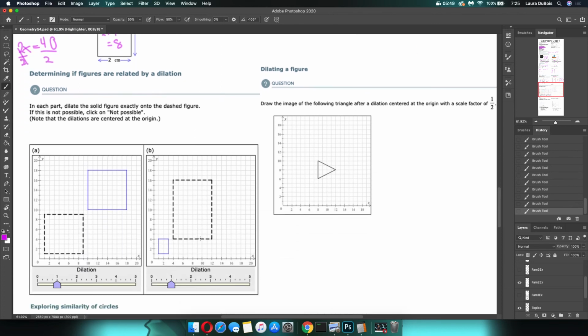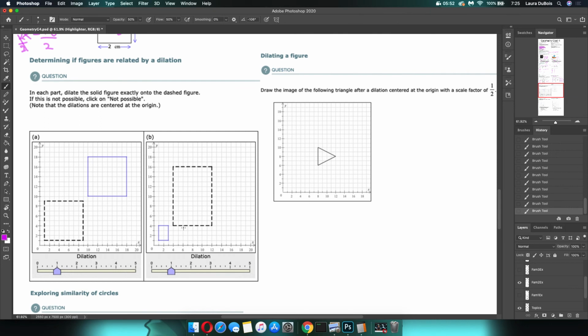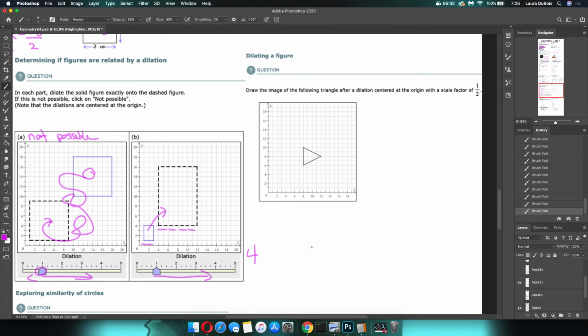Next up, determining, these two are hard because they're manipulative, so I can't really move it around. What you're doing is taking your little scale and shifting it left and right until you get this shape to wiggle its way around to this shape and figuring out how you do it, okay? So for example, this one is not possible, and I say that because it is the exact same shape. I am not scaling up or scaling down. This one, however, as I scale it up, this will eventually fit into here perfectly, and then it will have an actual scale factor. So if we have 2 here, 2, 4, 6, 8, this is a scale factor of 4.